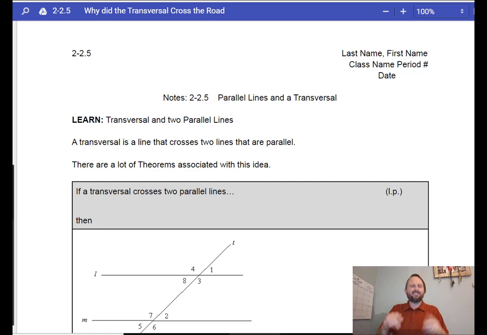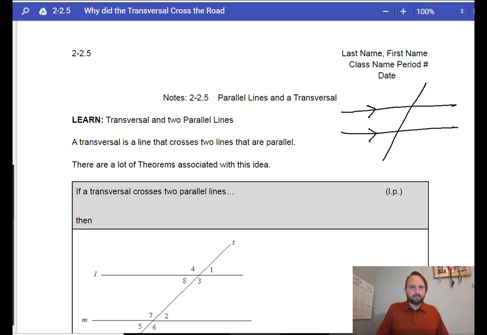We're going to do kind of, I would say, a before 2-2. It's parallel lines and a transversal, or why did the transversal cross the road? So when we have two lines, let's draw that out. Now let's pretend that these are parallel, and you have a line that crosses them, that's a transversal. A line that crosses two lines, and the two lines are parallel.